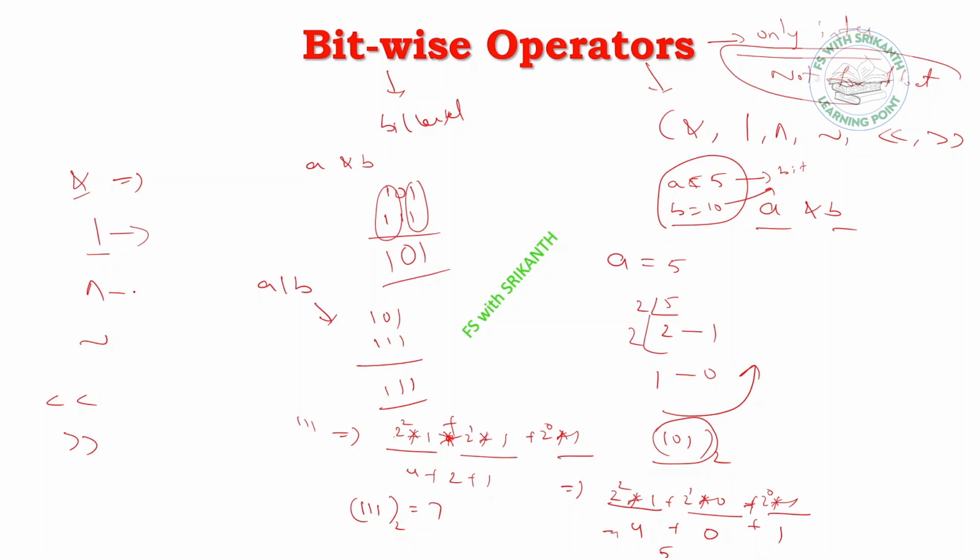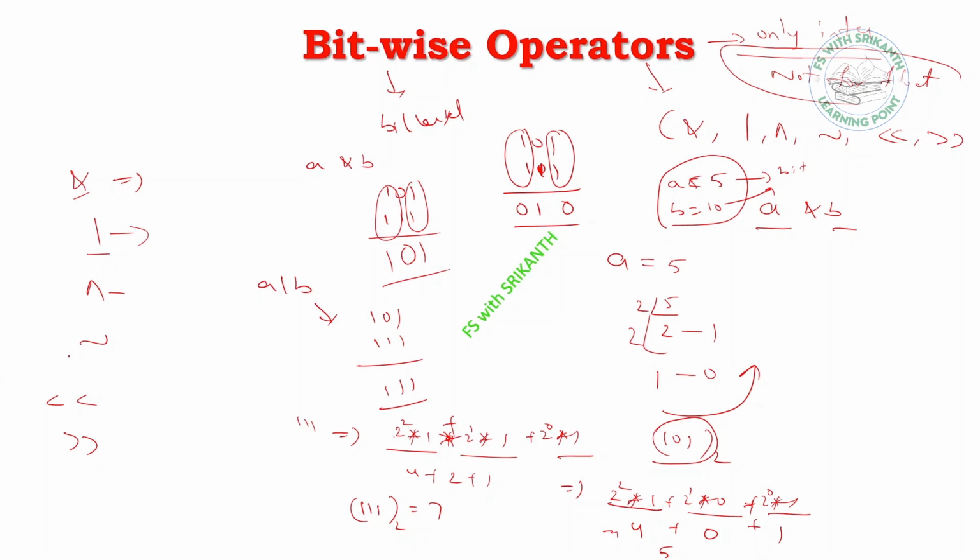And bitwise XOR. So what is the value of bitwise XOR? If both bits are different, then the result is 1. If both bits are similar, the result will be 0. Suppose 1 0 1 and 1 1 1. The first bits are similar, so it will be 0. Where both bits are different, it will return 1. So the result would be 2.